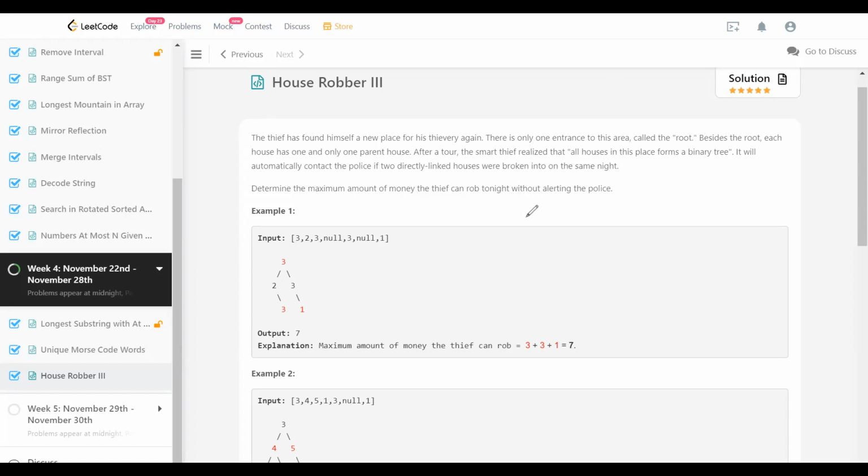So how can the robber maximize the amount of money he can rob without alerting the police, right?